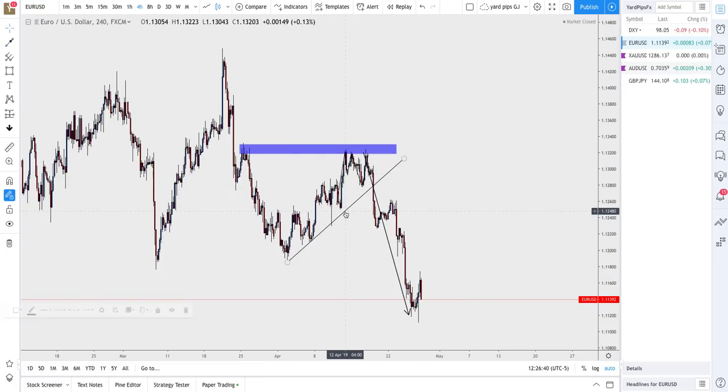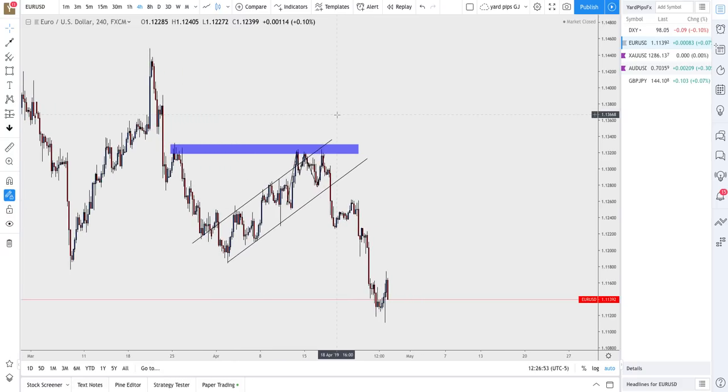It did give us a minor channel also to work with. Rejected the channel, breaking out 1, 2, 3 times right along there and absolutely fell. Simple trades. All right, so let's get into a little reason why this level was so strong.